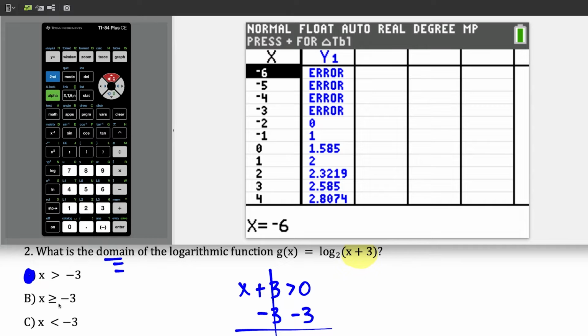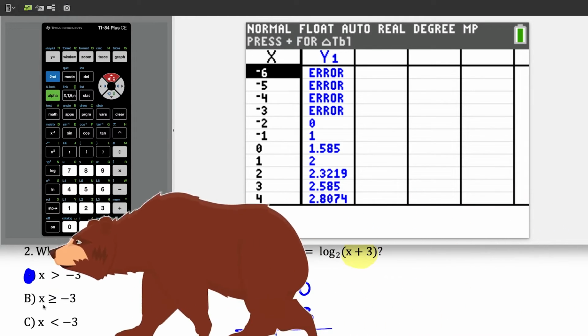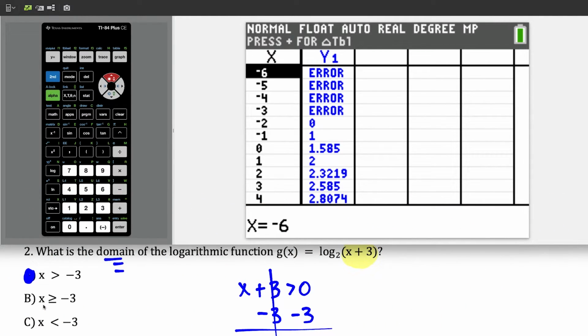So here, notice choice B. Choice B is a very dangerous bear trap, okay? The equal to is tempting, but what you could do if you're unsure is just look at the table and notice that if you were to plug in negative 3, you would get log base 2 of negative 3 plus 3, which is 0, and we cannot have a 0 inside of a log. We can only have positives. So that's why choice A is our answer.